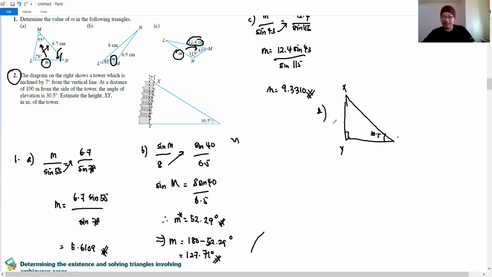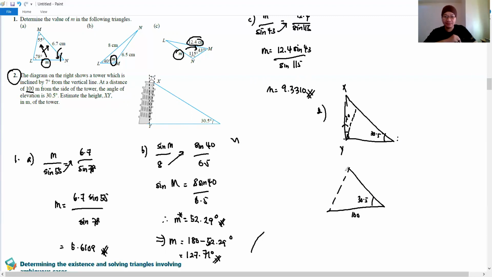And then what happened? It inclined, right? The tower is inclined by 7 degrees, so it becomes like this. This is 7 degrees. So we draw again, it will be like this. This is your 30.5, and the distance is also given, 100 meters from the side to the tower. That means the bottom here is 100 meters.